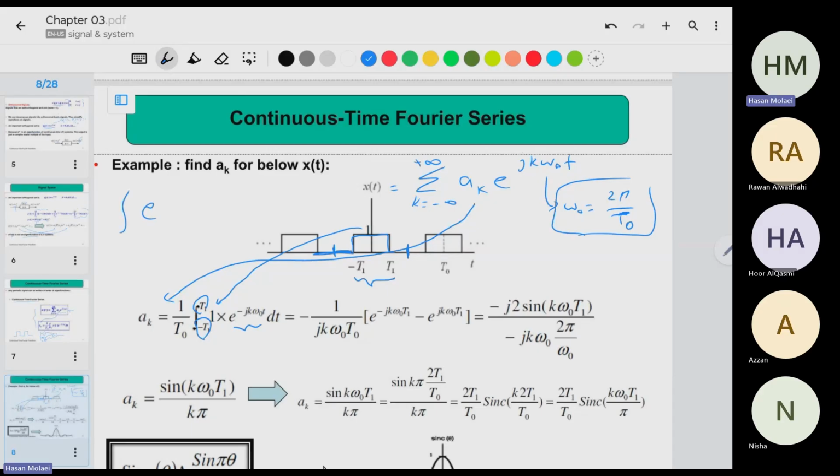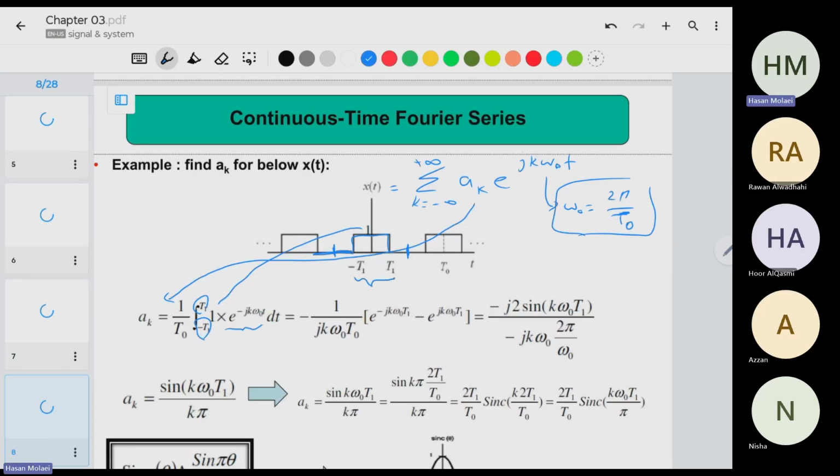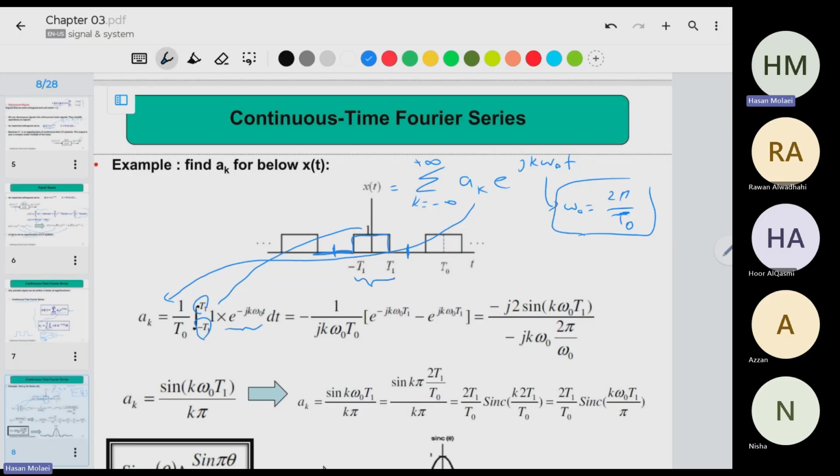The integral of e to the power of alpha t dt is 1 over alpha e to the power of alpha t. So here, the integral of e to the power of minus jk omega 0 t, I need to bring these coefficients to the denominator. So if I just set T1 and minus T1 for t, we will have this one.